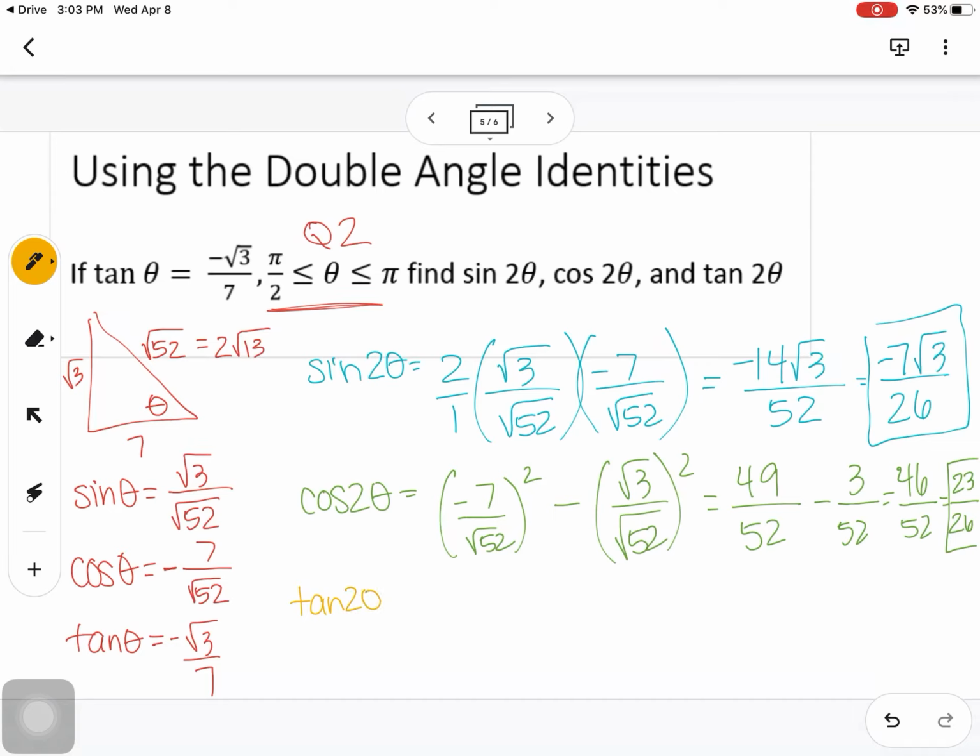For tangent, again, since I already did the hard work of finding sine and cosine, I'm just going to use my quotient. So I'm going to do negative 7 root 3 over 26 all over 23 over 26. I'm going to multiply by 26 over 26. And I get negative 7 root 3 over 23. That does not simplify, so that is my final answer.